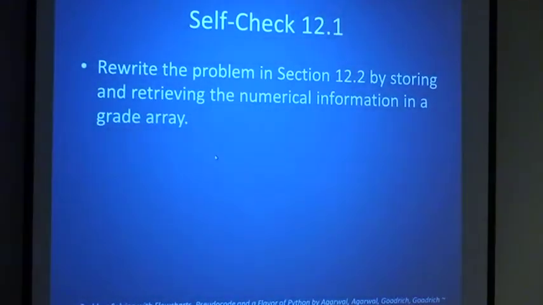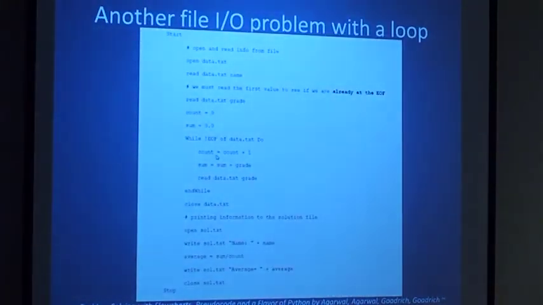Self-check. Okay, you can do this yourself. Another file IO problem with the loop. Very similar. In fact, all file IO with a loop, the structure is similar to this. While not end of file, keep going. And when you finish the file, then close some files, etc., and write some information to it.